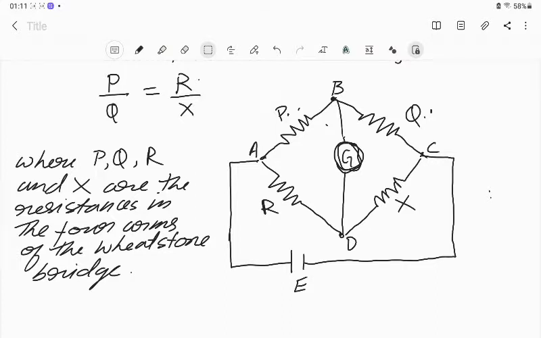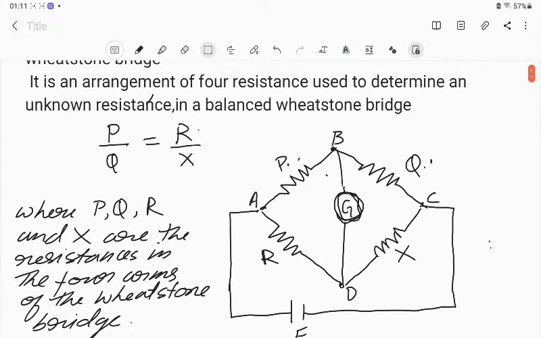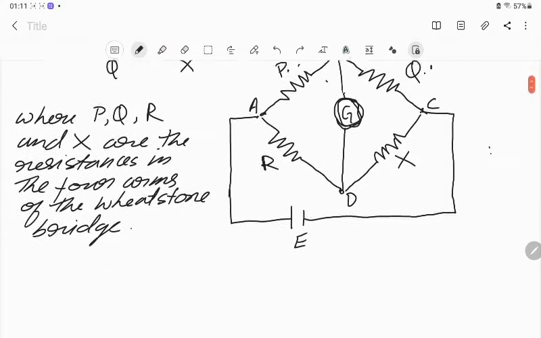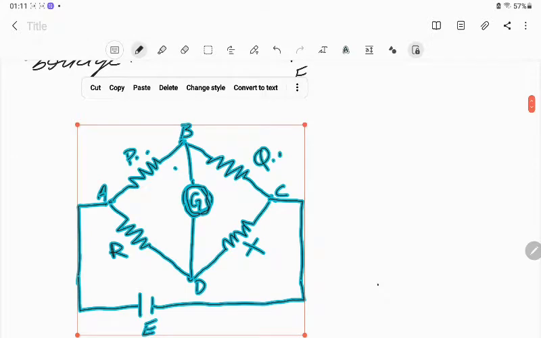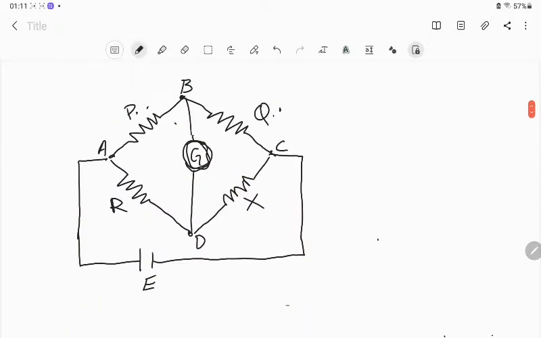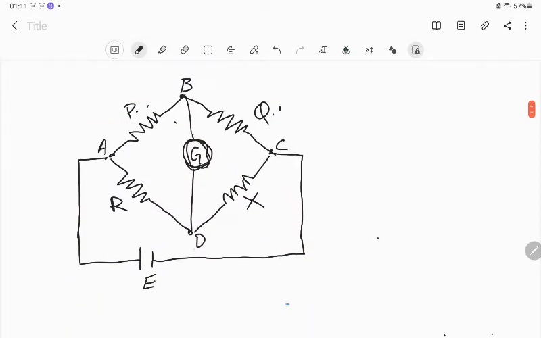Okay, now we will obtain the balance condition using Kirchhoff's law. Balance condition means this equation we have to obtain using Kirchhoff's law. First we have to draw the Wheatstone bridge.